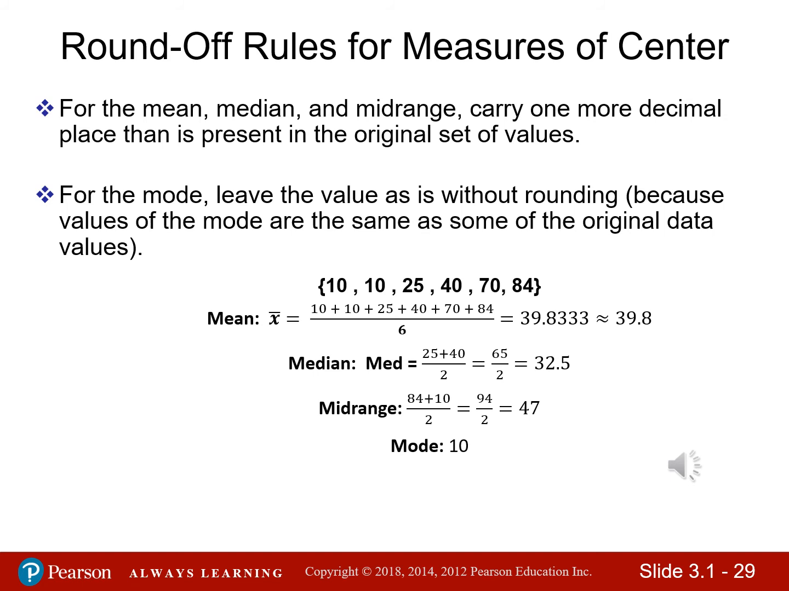And finally, for the mid-range, we would get a mid-range of 47. You could round that to 47.0, but it isn't necessary. And our mode is 10, so there's no reason to round that value because it represents some of the data in the original data set.